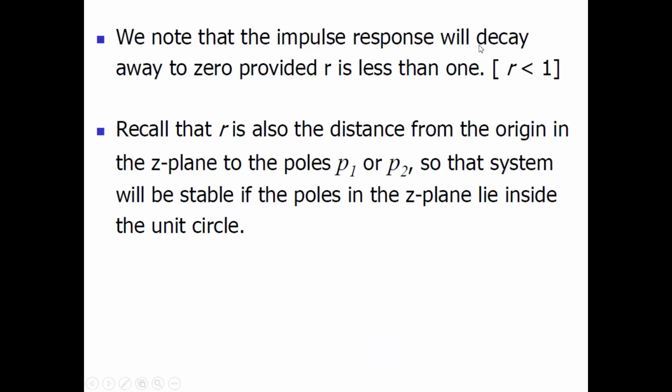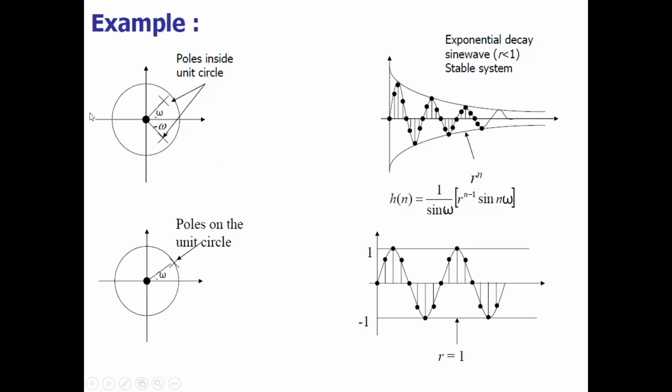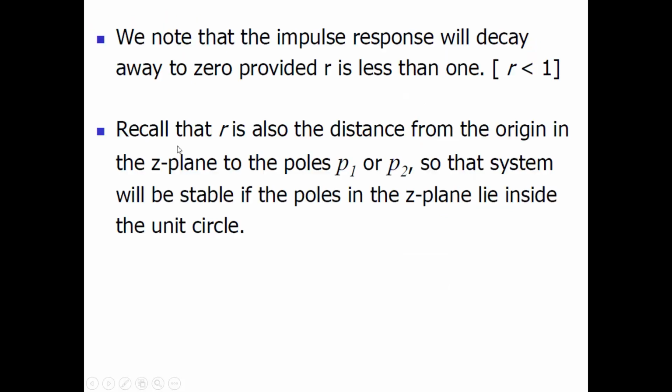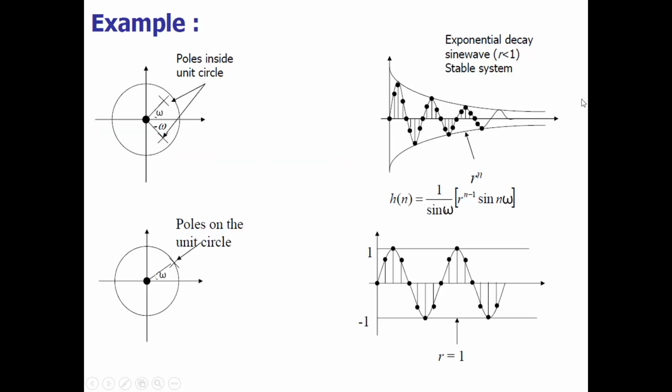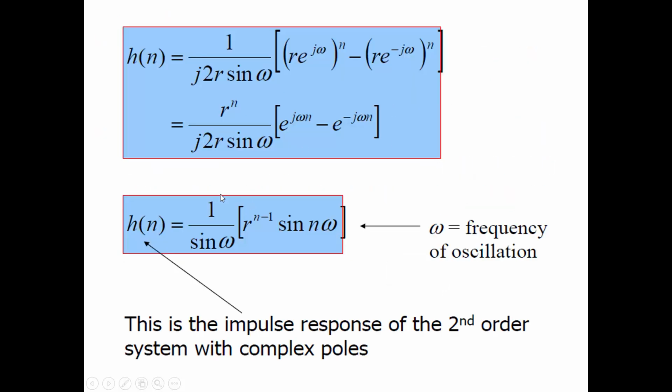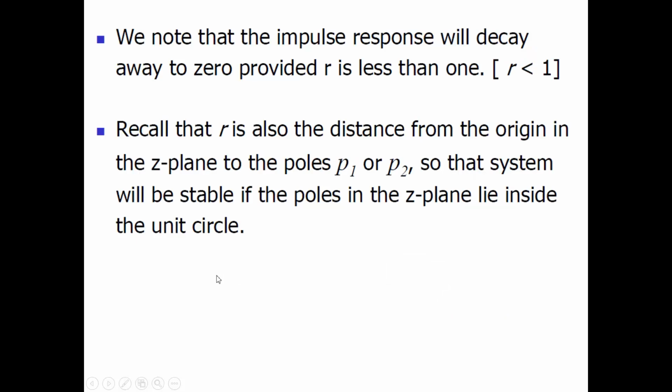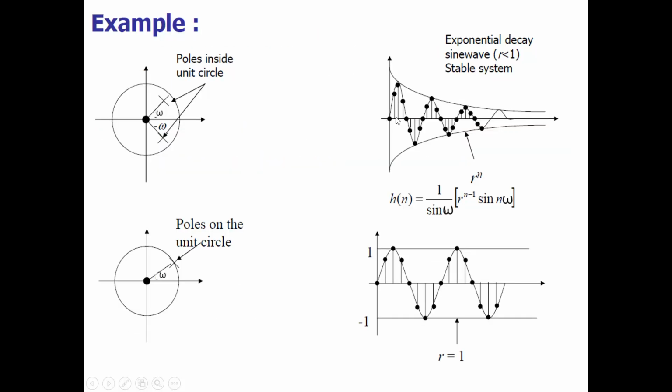We note that the impulse response will decay away to 0 provided R is less than 1. Now, if a complex conjugate pair of poles is there and R is less than 1, you get a sinusoidal response because there is a sine function here. Because of this sine function, the function will look like a sinusoidal waveform, and it will be an exponentially decaying sine wave when R is less than 1. So it is a stable system.